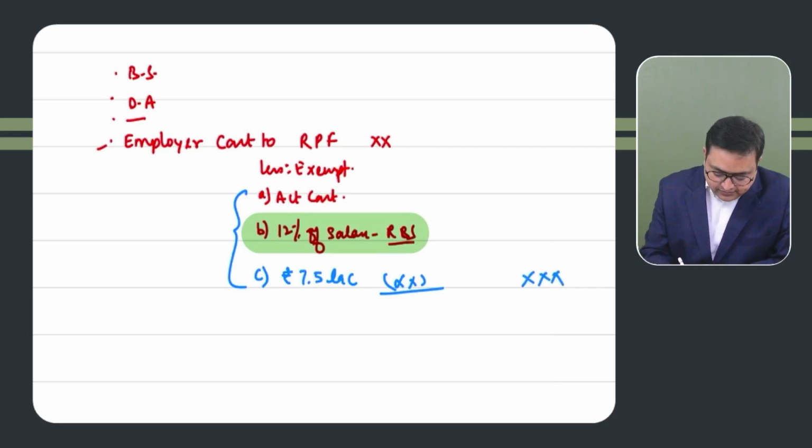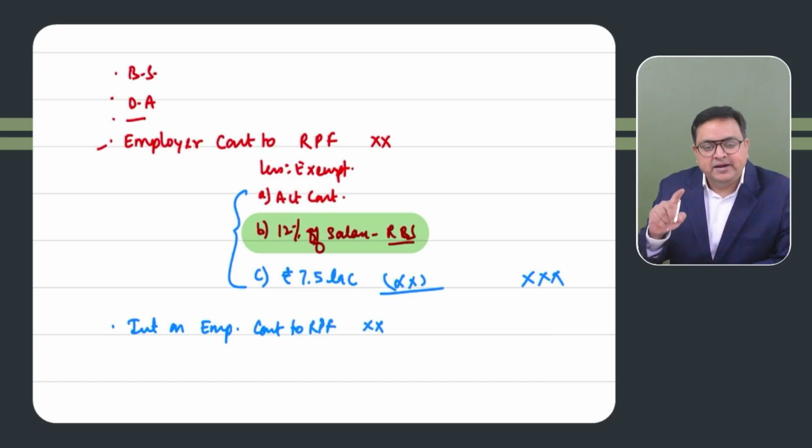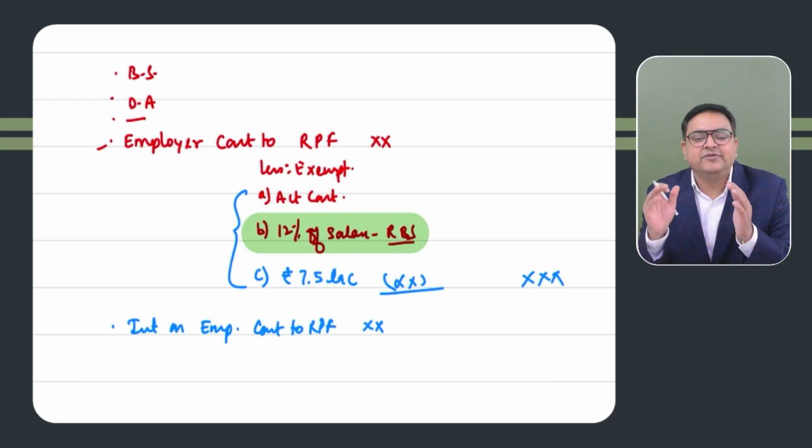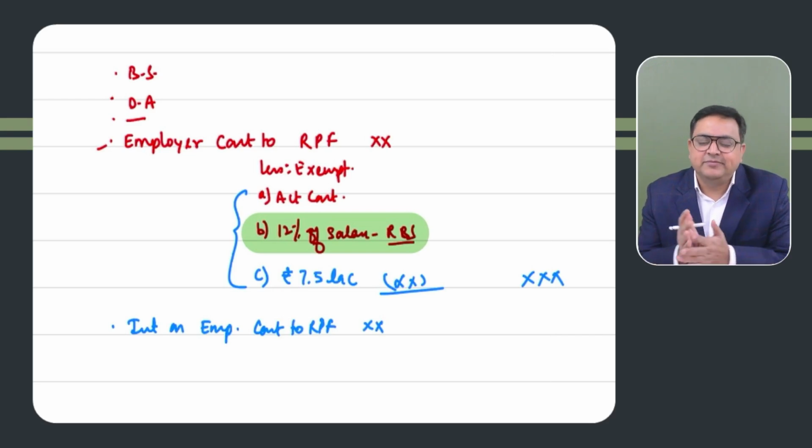Got it? And also interest on employer contribution. Interest on employer contribution to RPF, whatever the amount which you are getting, it will be salary income, but it is exempt up to 9.5% interest rate. If the interest rate is more than 9.5%, then only please make it taxable. But if it is up to 9.5%, please make it exempt.